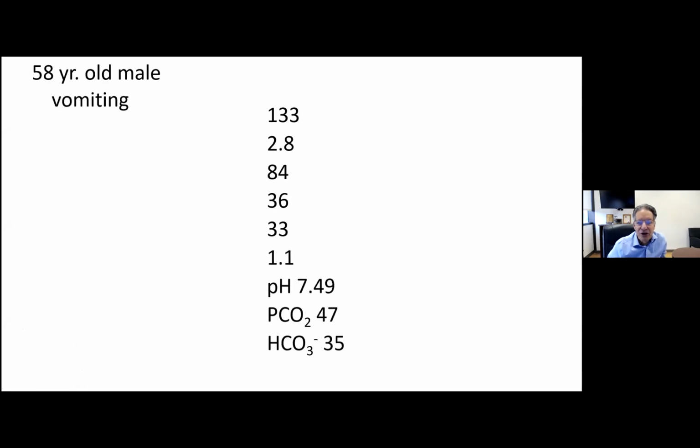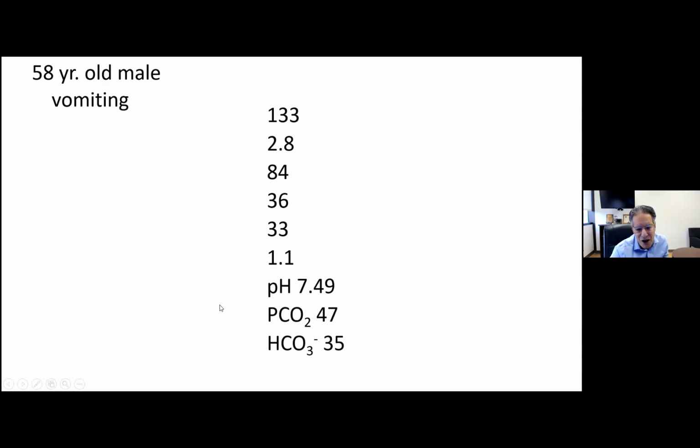Okay, here's a male who is vomiting. Again, we look at the bicarbonate or total CO2. It's elevated, so it's either a metabolic alkalosis or it's acute or chronic respiratory acidosis. We look at the change in PCO2 from normality versus the change in bicarbonate, and this only fits a metabolic alkalosis compensated, where for every 10 increase in the bicarbonate, the PCO2 goes up about 7.